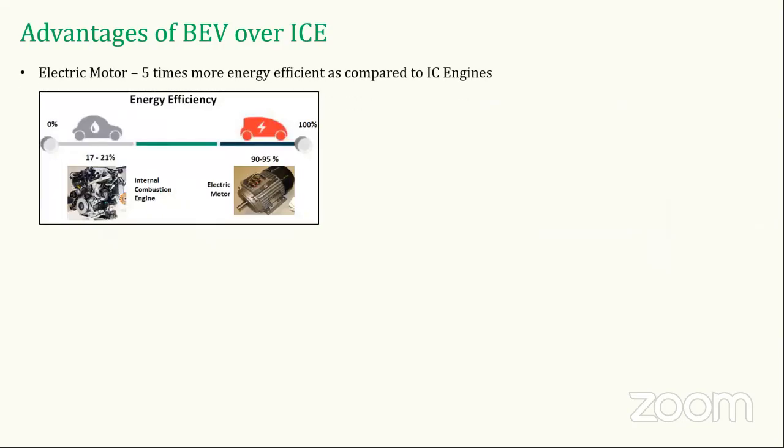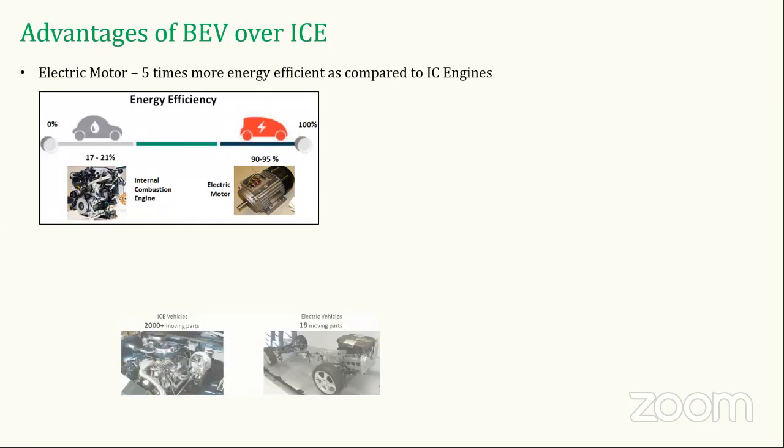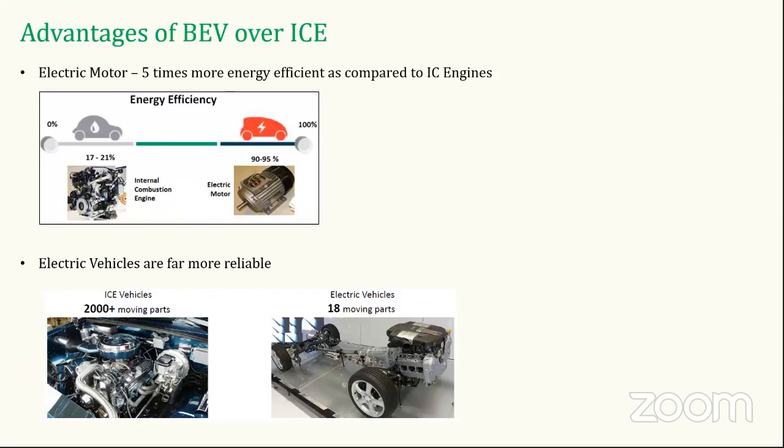So now we could see some of the advantages of the battery electric vehicle over the internal combustion engine. The first advantage is the energy efficiency of the electric motor. We could see it's 90 to 95%, approximately 5 times more when compared to that of the IC engine. And the next, electric vehicles are far more reliable. They have fewer moving parts and hence are cheaper to maintain. EVs have greater packaging flexibility, since the drivetrain systems are simplified when compared to that of the internal combustion engine.